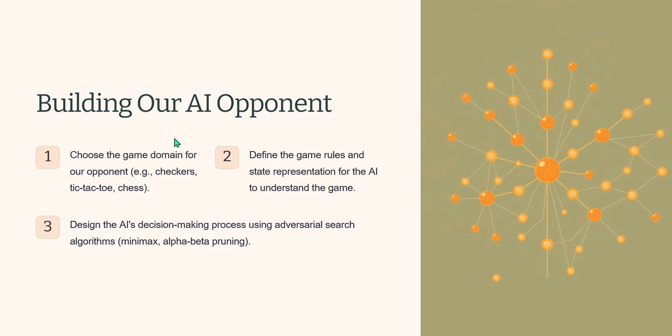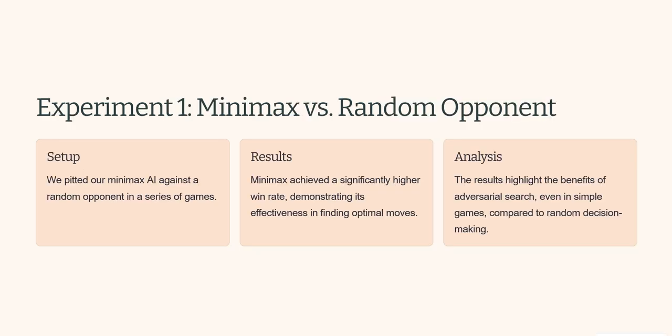So, building an AI opponent. Choosing your game for the opponent. These search techniques are used in tic-tac-toe, chess, checkers. To build this, you have to choose your game first, and then define the game rules for the AI to understand the game. And then the third and most important step is to choose the decision-making process, which search algorithm you are going to use. So that's Minimax and alpha beta pruning. You have to choose this wisely because it has a huge impact on the game.